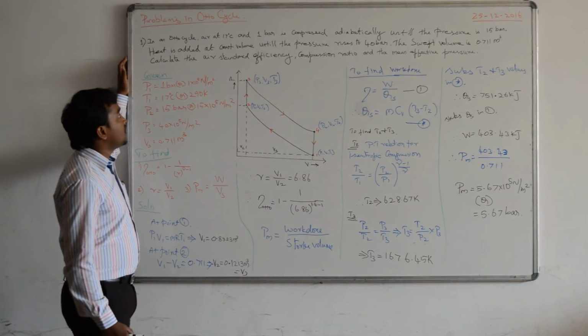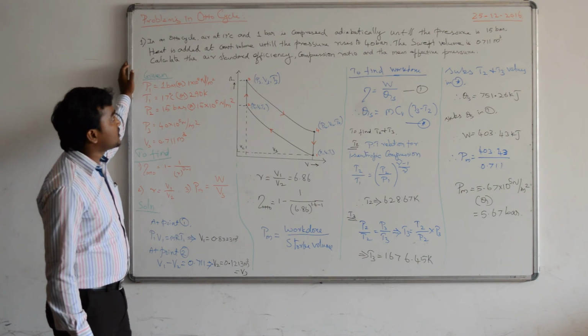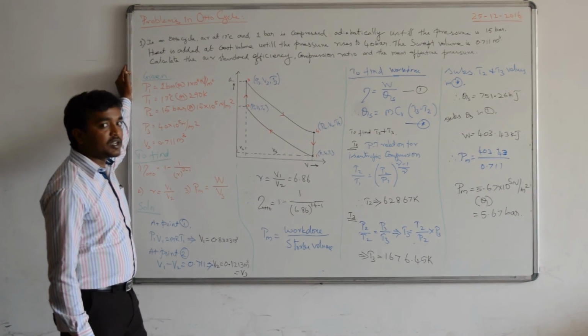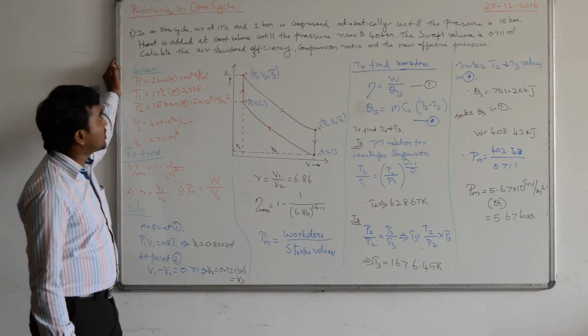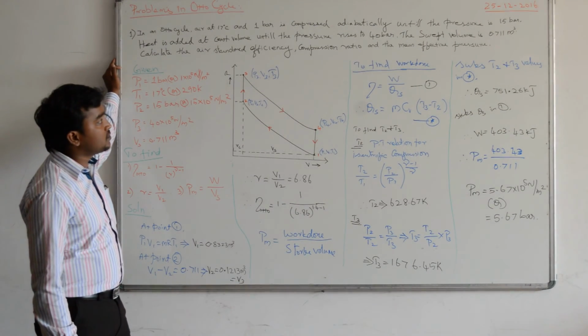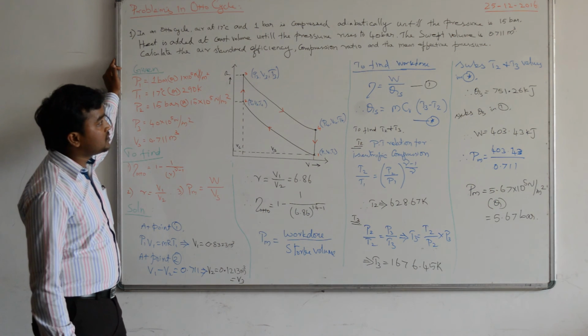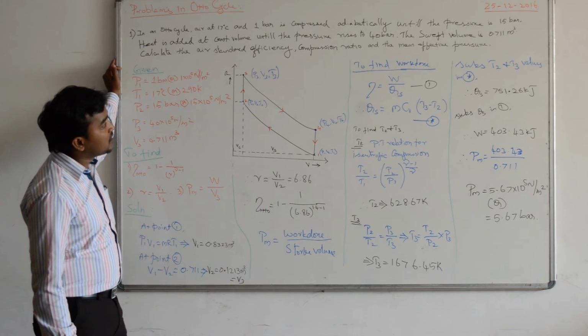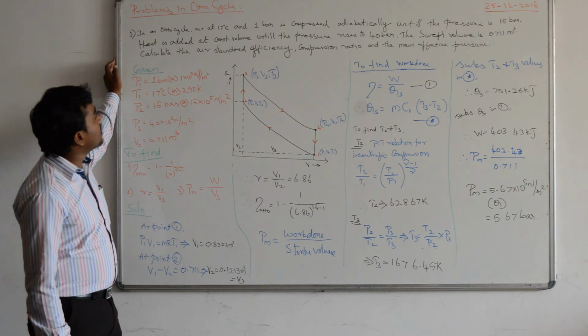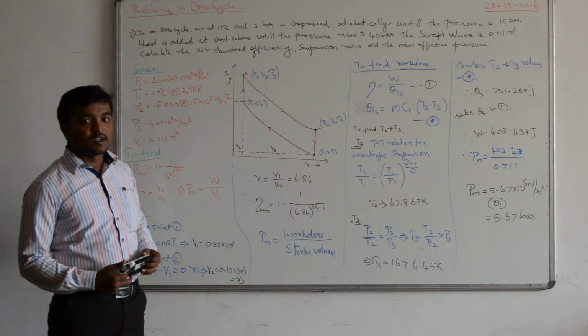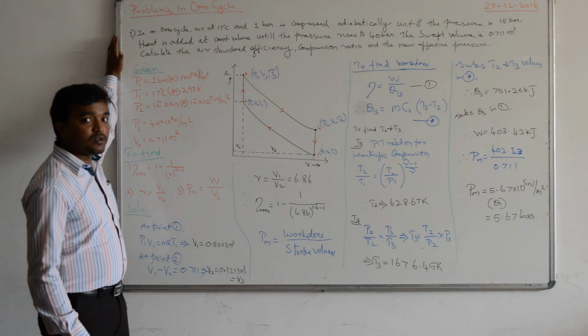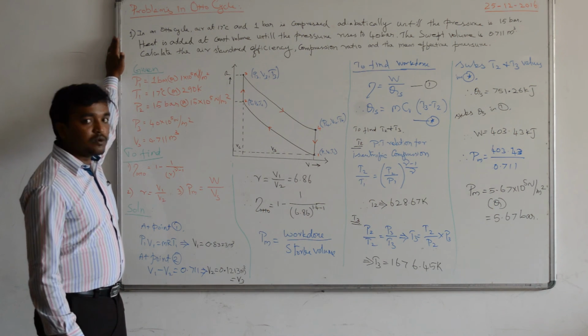In an Otto cycle, air at 70 degrees Celsius and 1 bar is compressed adiabatically until the pressure is 15 bar. Heat is added at constant volume until the pressure rises to 40 bar. The swept volume is 0.711 meter cube. Then calculate the air standard efficiency, compression ratio and mean effective pressure. This is the problem which we are going to solve now.